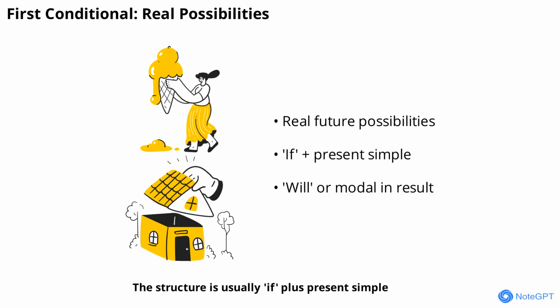The structure is usually "if" plus present simple, followed by "will" or another modal in the result. This form is perfect for making promises, warnings, or offers. It's one of the most common ways to express future possibilities in English.